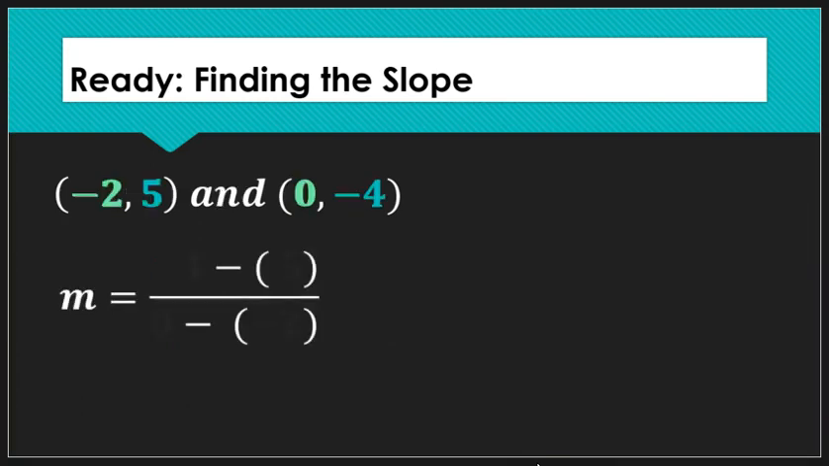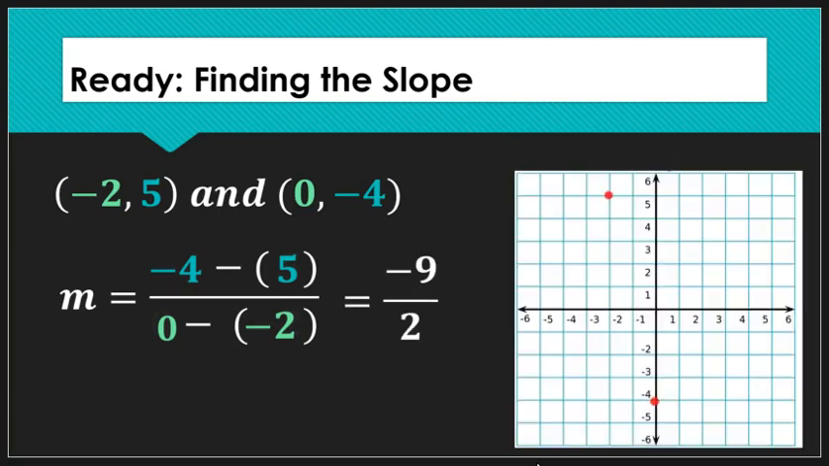Let's take a look at another example. Here we have -2, 5, and 0, -4. Now we have the structure set up for the slope formula, y sub 2 minus y sub 1 and x sub 2 minus x sub 1. And we substitute those values. Y sub 2 minus y sub 1, x sub 2 minus x sub 1. And we have -9 in the numerator, 2 in the denominator. So we have our line that we're graphing. Shows you go down 9 over 2.